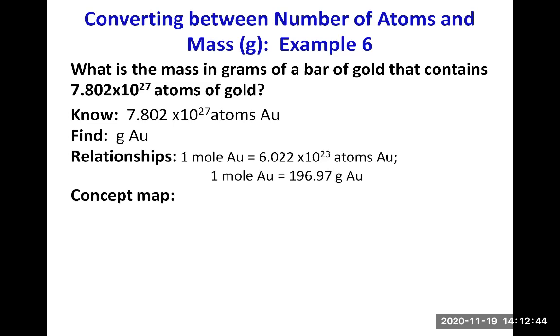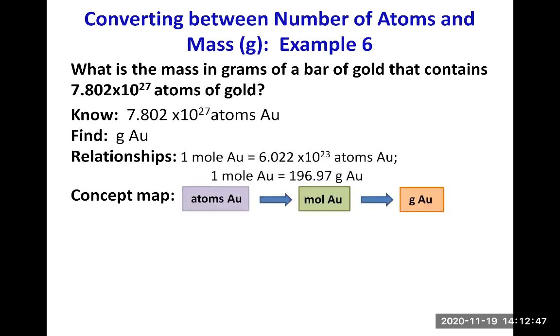So the concept map looks like this. We start with atoms of gold. Using the Avogadro number, we will calculate the number of moles of gold. And from the number of moles of gold, we can retrieve the mass in grams of gold. The first conversion factor will use the definition of the mole. Because we start with number of atoms, the Avogadro number will be on the bottom of the conversion factor and 1 mole on top. Next, we will use the molar mass. Because we have 1 mole in the numerator of the previous conversion factor, we will need the mole on the bottom of the second conversion factor with the grams on top.